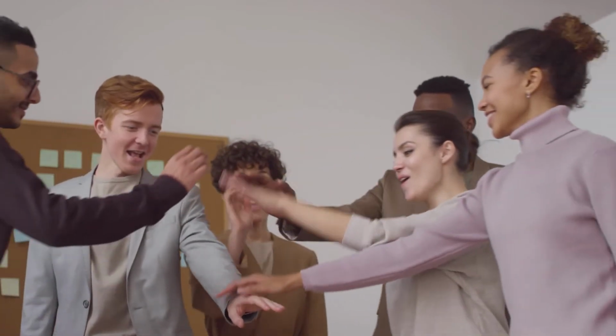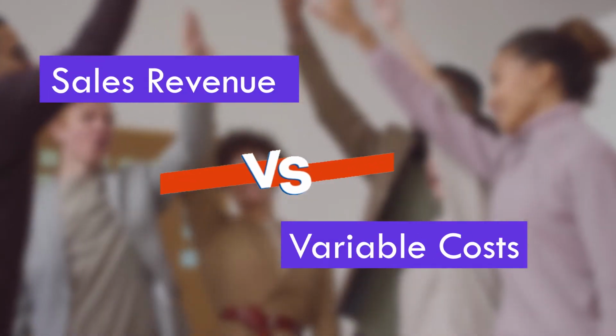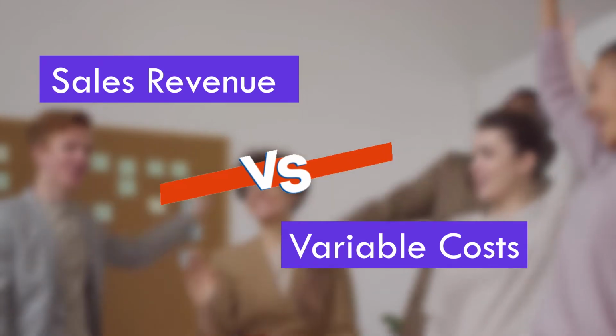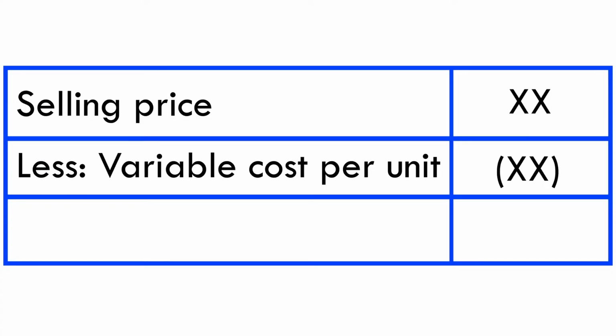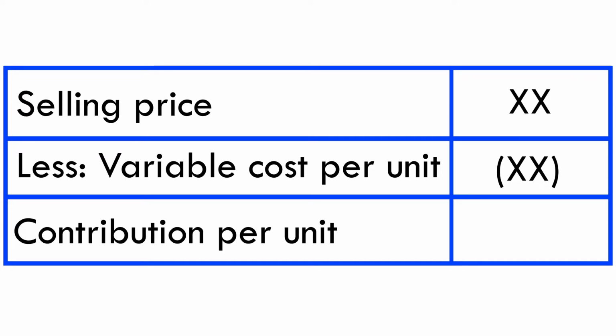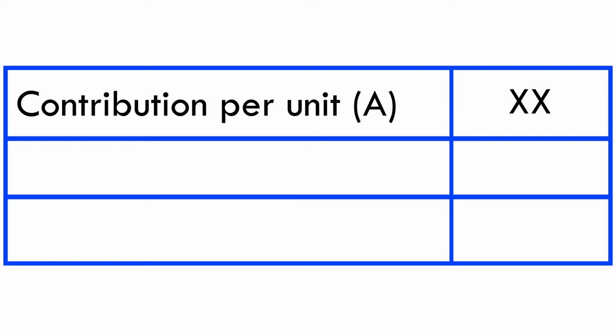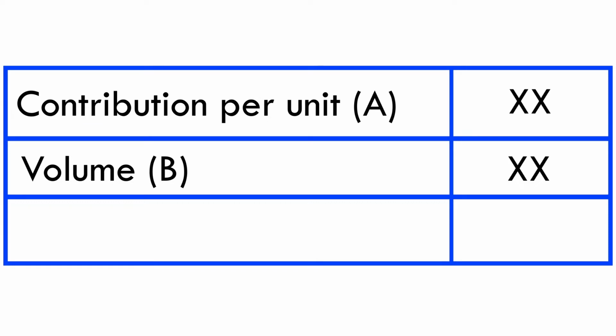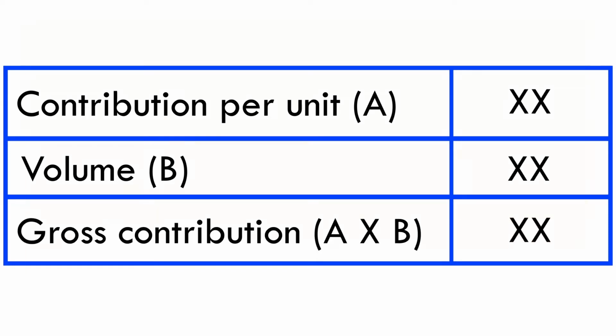The concept of contribution. Contribution is a critical concept in marginal costing. It can be defined as the difference between sales revenue and variable costs. Contribution per unit can be calculated as follows. You take the selling price and you deduct variable cost per unit. That will give you contribution per unit. To get the total or gross contribution, take the contribution per unit and multiply it by the sales volume. So as you can see, contribution per unit, I've designated A there. You multiply it by volume of sales, that is B, and you get the gross contribution.